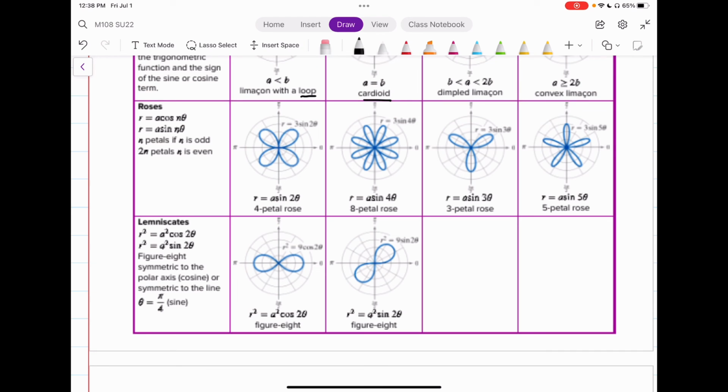Roses, you have n petals if n is odd, and you have two n petals if n is even. And to find the spacing between the petals, you take 2 pi over the number of petals, and then to find where the petals begin, you solve either the absolute value of a equals a cosine n theta, or the absolute value of a equals a sine n theta, depending on the equation that you're given. And then lemniscates, here, remember, they are figure eights that either have symmetry on the polar axis or about the line theta equals pi over 4.